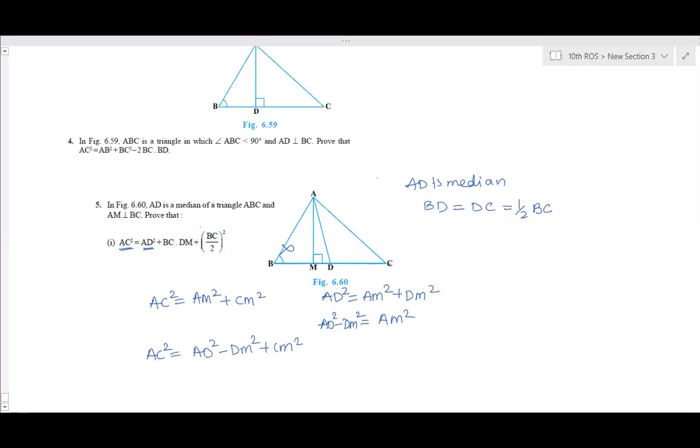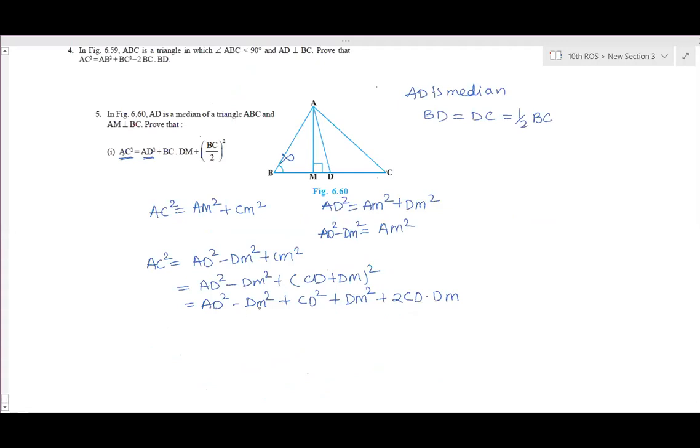Now CM, how to write CM? CM is CD plus DM. AD square minus DM square plus (CD plus DM) whole square. AD square minus DM square plus CD square plus DM square plus 2CD into DM. Is it right? Clear? Yes, ma'am. Minus DM square plus DM square cancel. So it is AD square.